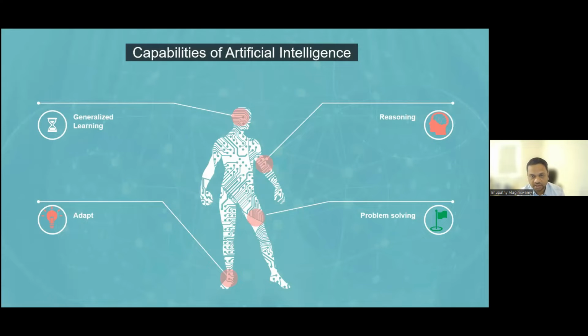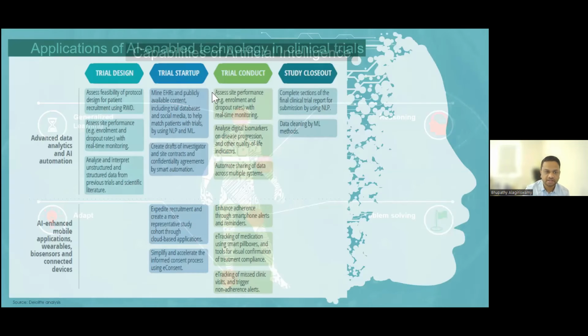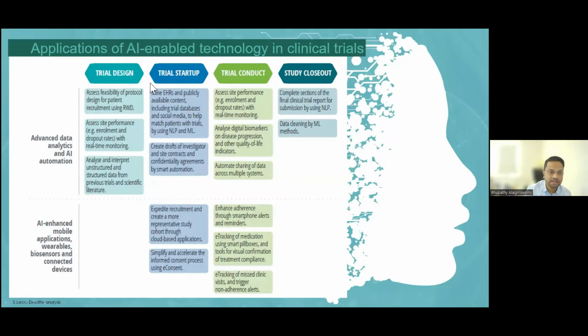The main reason we use AI compared to any other technology within this clinical transformation is that it has generalized learning, an adaptive structure, reasoning capacity, and problem-solving capacity. Within the clinical trial, the major milestones are trial design, trial startup, trial conduct, and study closure. From trial design, starting with feasibility, we can use AI to design for patient recruitment using real-world data, and for site performance on recruitment and dropouts using real-time monitoring. It is also used to interpret unstructured and structured data from previous trials or scientific literature articles. We can extract this information for the trial design.